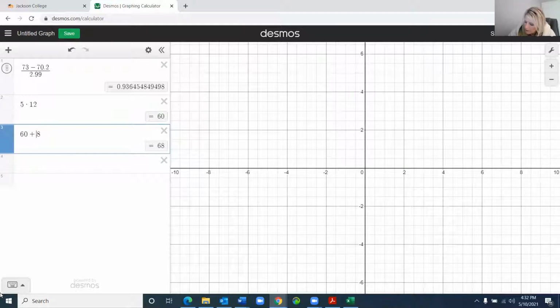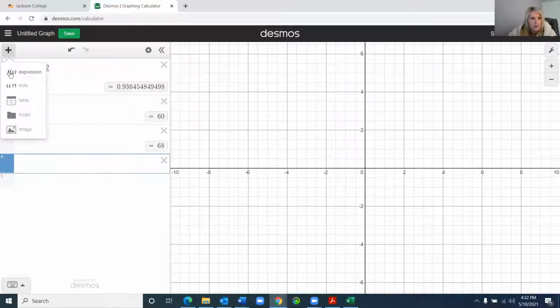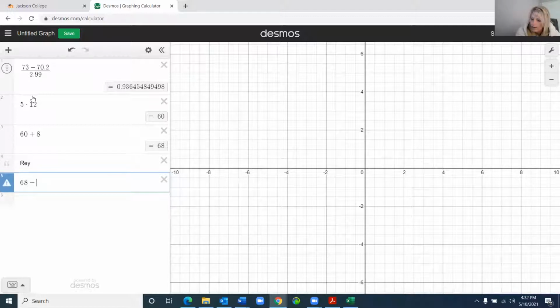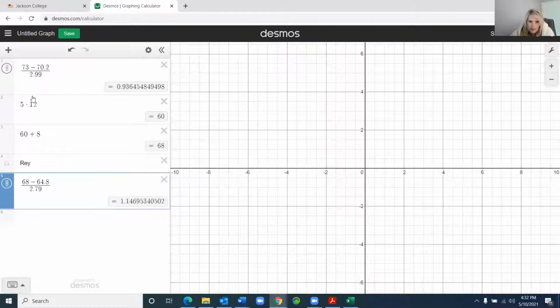standard deviation of 2.79. And the cool thing is you can use this plus button and say note. So we can say Ray. And then I can type in letters. And then here I can do another calculation, 68. I'm going to divide first to create that fraction. And then 68 minus 64.8. And then there is Ray's z-score of 1.147. We'll round that to 3 decimals appropriately, 1.147.